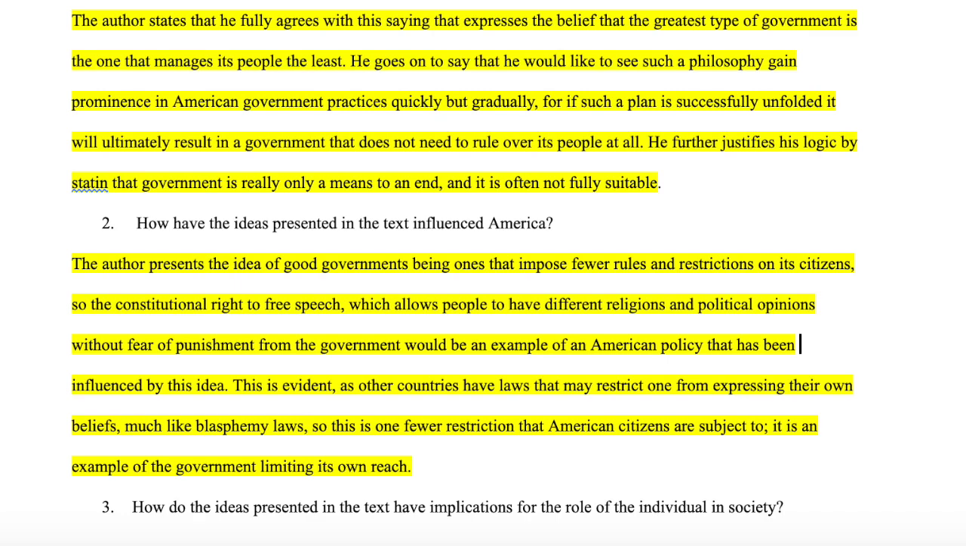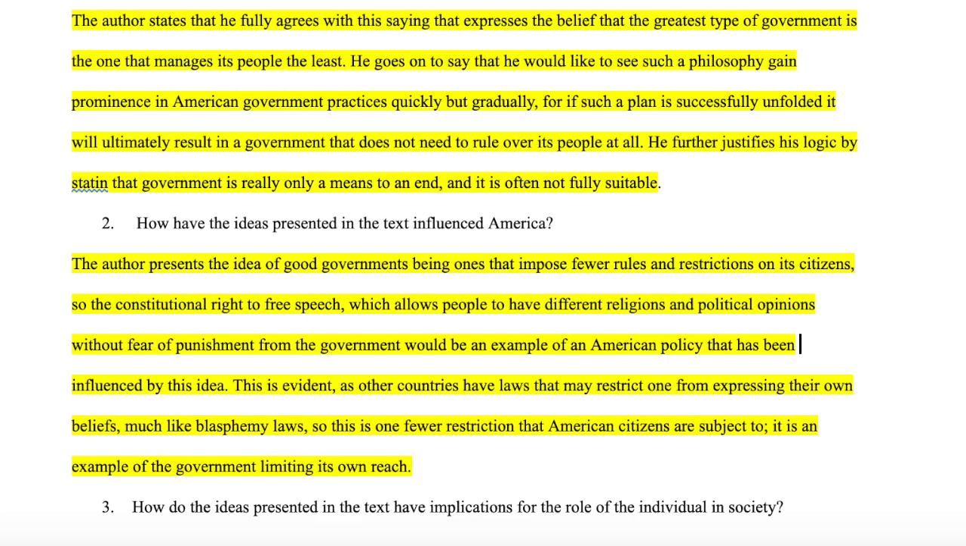In my response, I cited the First Amendment as an example of this, as it guarantees the right to free speech. You should also explain how whatever you cite is an example of U.S. policy or principles being influenced by whatever idea you are citing.